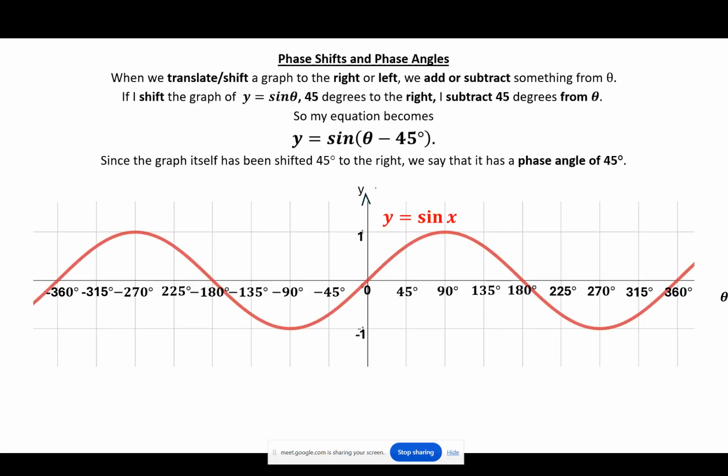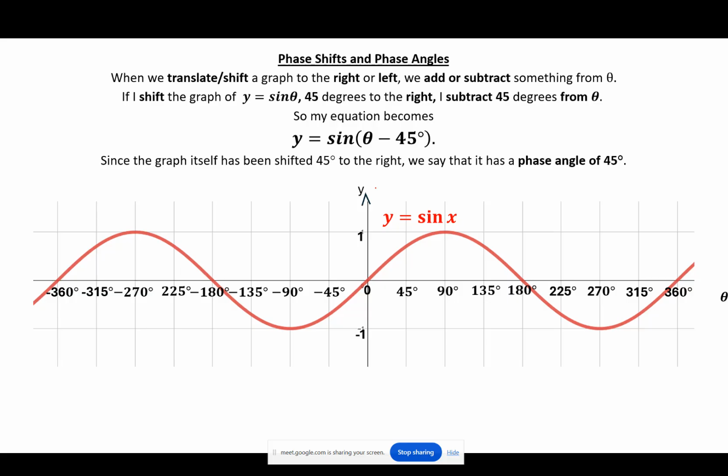So now we're going to see what happens if the sinusoid has been shifted left or right. So if we remember about translating graphs, when you shift a graph horizontally, you move it right or left, that is when you add or subtract something from theta or x. If I shift the graph of y equals sine theta 45 degrees to the right, then I'm going to subtract 45 degrees from theta. So my equation becomes y equals sine quantity theta minus 45.